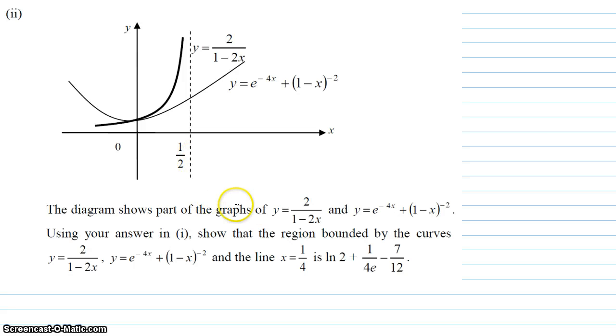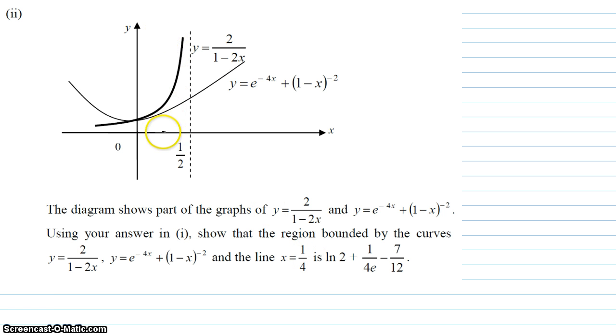So this diagram shows parts of these two graphs, and you'll notice that these are the expressions, or very similar to the expressions, that we were integrating in part 1. So, using our answer in part 1, show that the region bounded by these two curves and the line x equals a quarter. So where would x equals a quarter be?